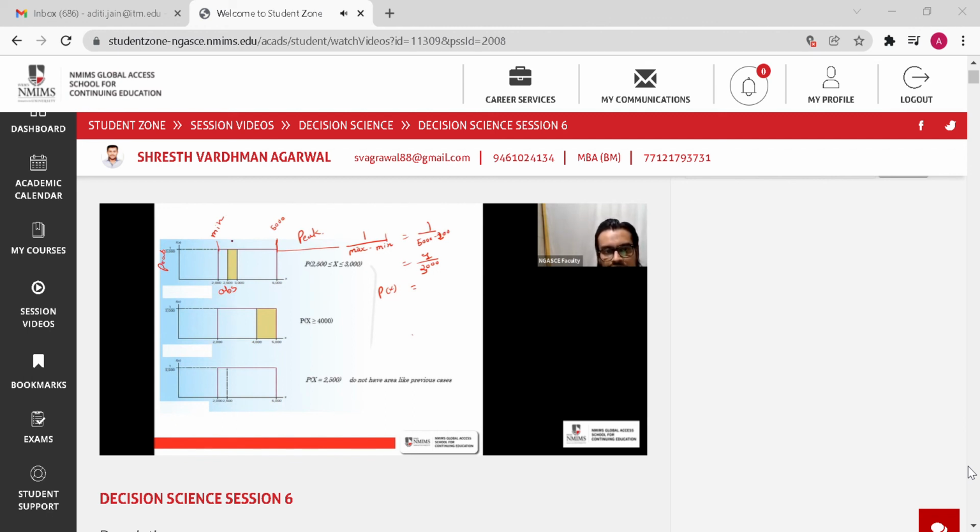So this is our P of X, which is 1 by 1000. So this is the biggest possibility. Now we need to identify this area. The sales is between 2,500 gallons to 3,000 gallons. We need to identify that. We can do it very easily.